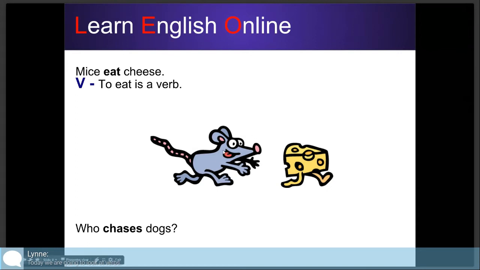Okay, but mice love cheese. To love is a verb. And mice eat cheese. To eat is a verb. Who chases dogs? So, dogs chase cats. Cats chase mice. Mice eat cheese. Who chases dogs? Any idea who might chase dogs?